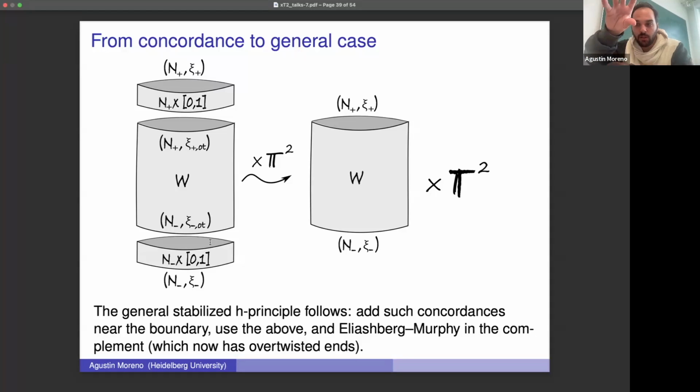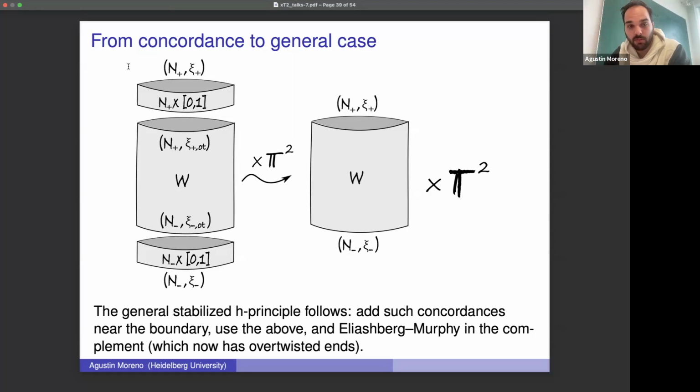So I can plug in these concordances near the boundary. And you should observe that I can do it in both directions, right? So I can make an over-twisted contact structure here near the boundary and another one here. So now I've found a subcobordism, which is almost symplectic, but now has over-twisted ends. Okay. And so Borman-Murphy applies here. So in particular, after I take the product, I also get a symplectic structure. So now all the complication has been pushed to these collar neighborhoods.